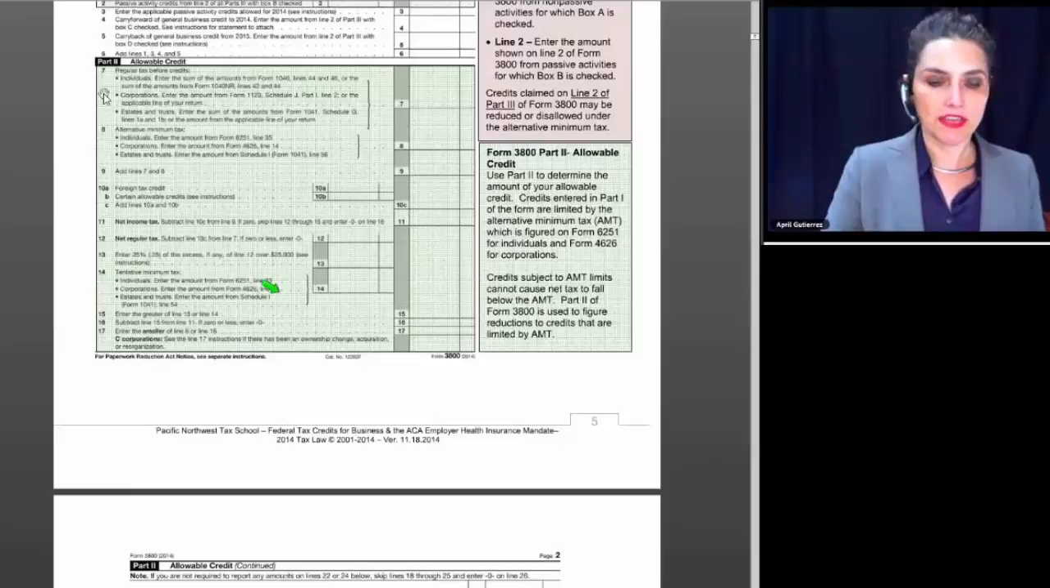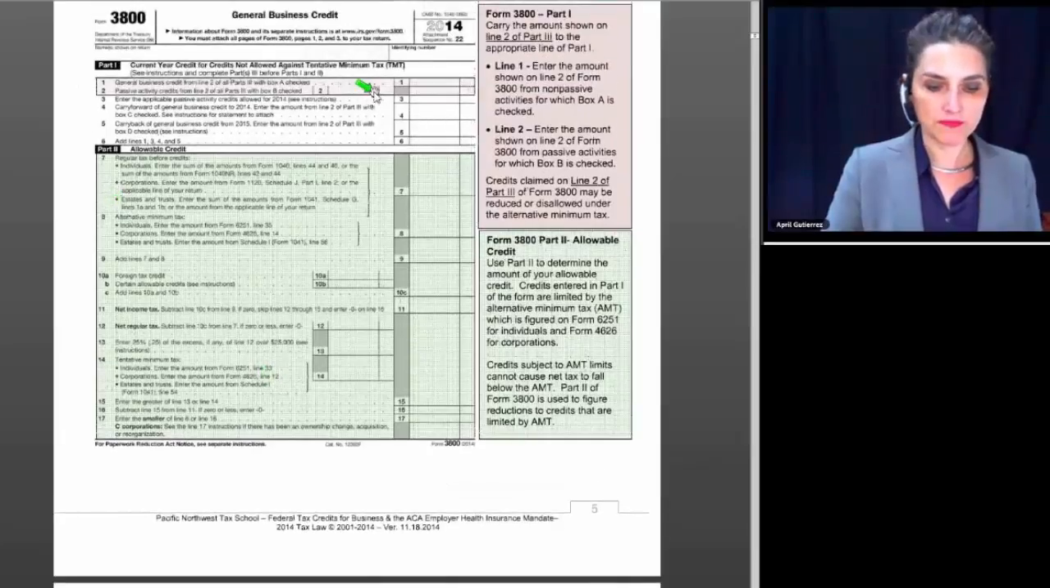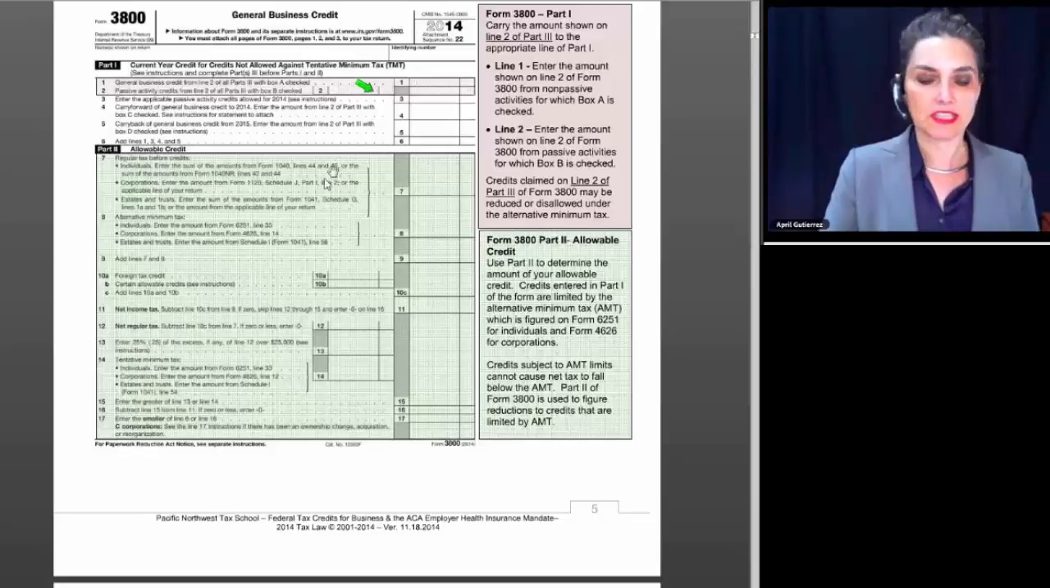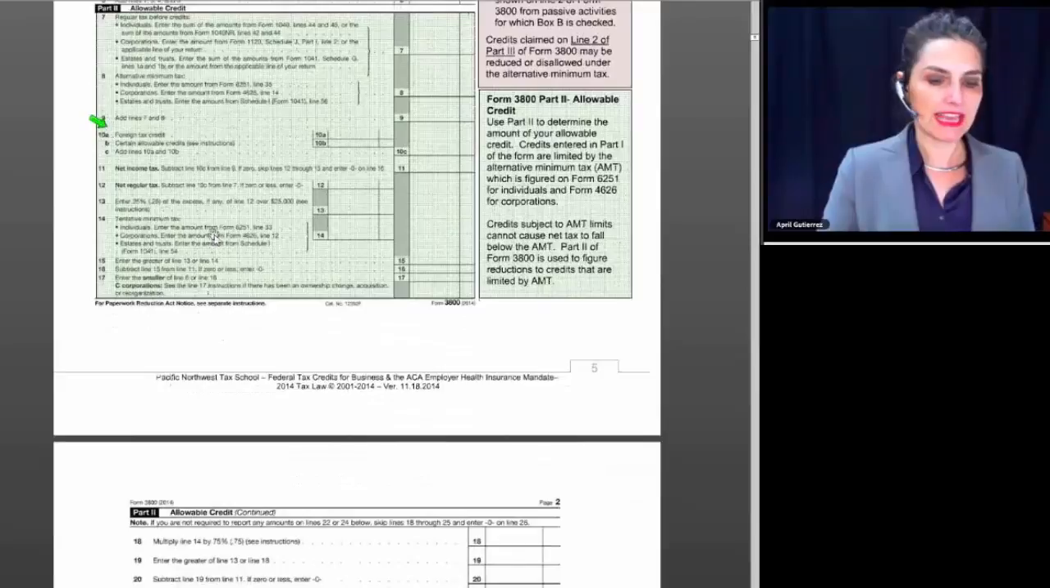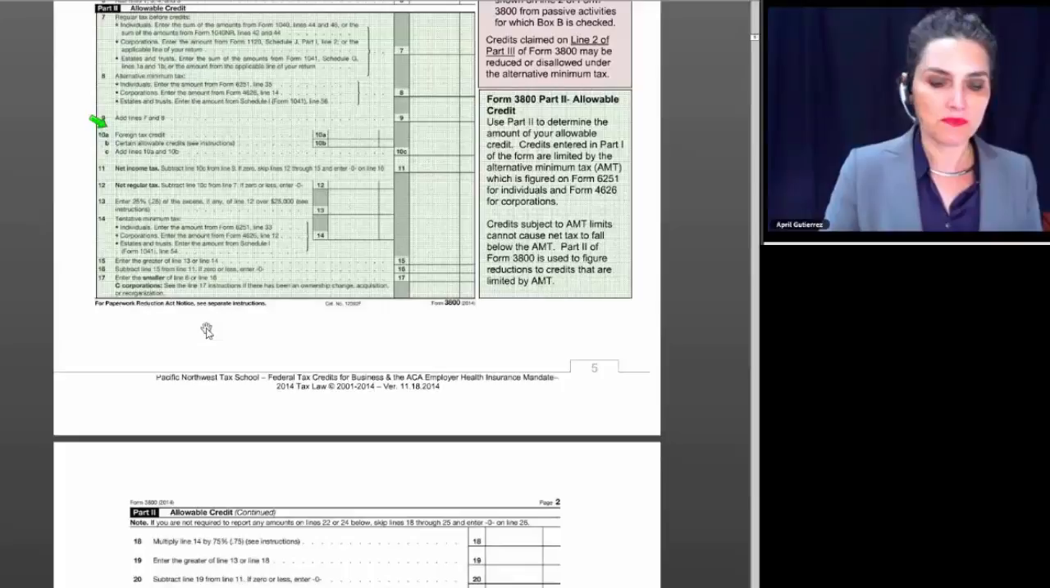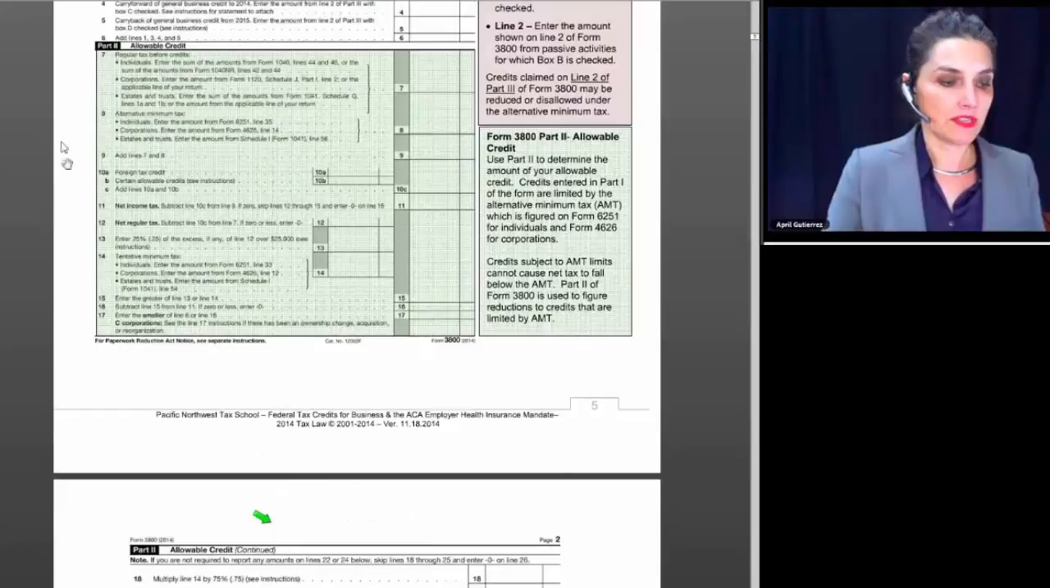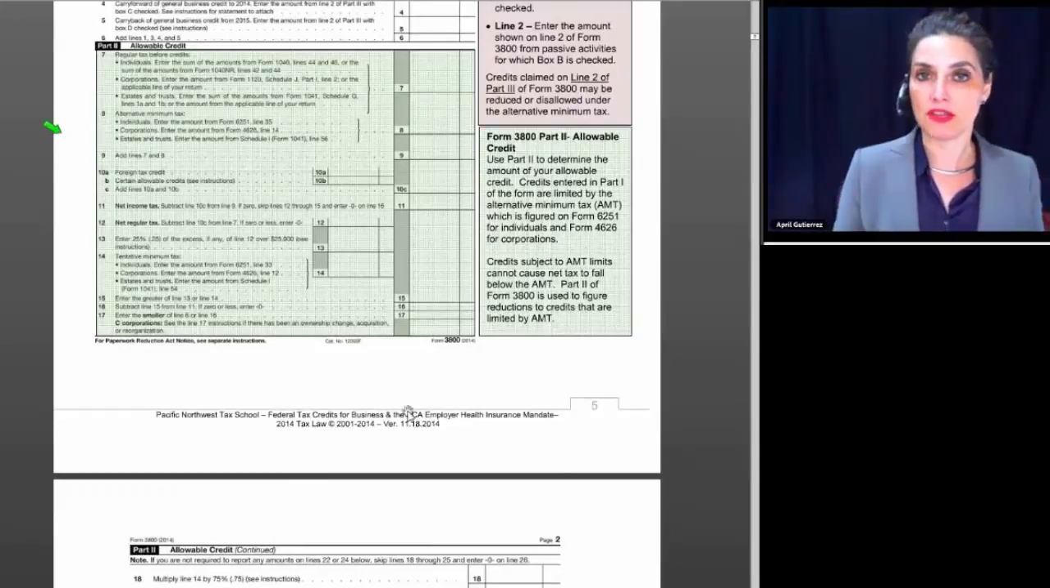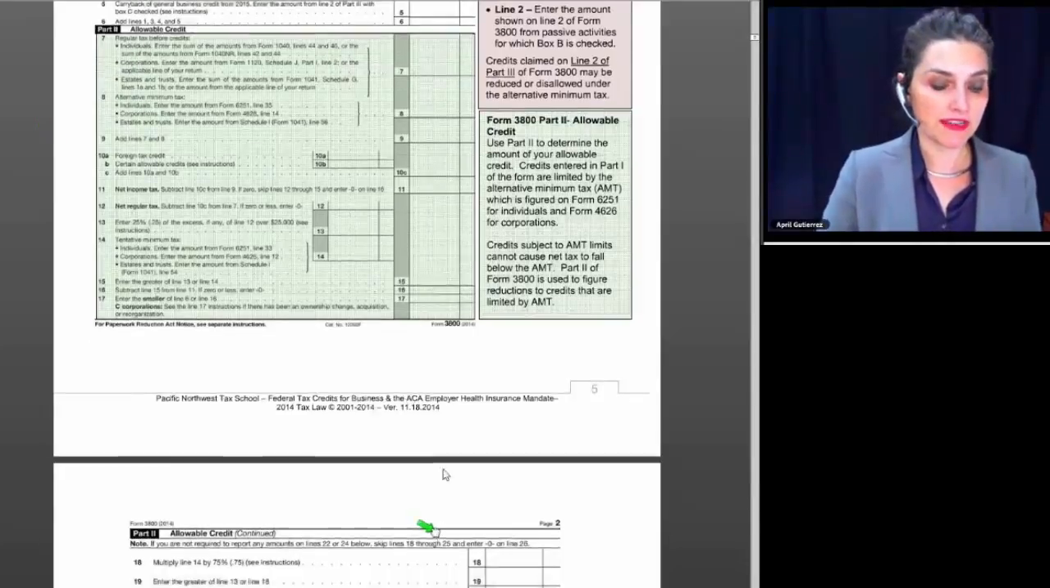your allowable credit. Credits that are entered in Part 1 up here of the form are limited by the alternative minimum tax, which is figured on Form 6251 for individuals and Form 4626 for corporations. Credits that are subject to the alternative minimum tax limits cannot cause net tax to fall below the AMT. Part 2 of the form is used to figure reductions to credits that are limited by AMT. And obviously, it's asking you to go through some fairly complex calculations to determine whether or not you're going to be allowed your full credit, partial credit, or no credit at all because of the alternative minimum tax.